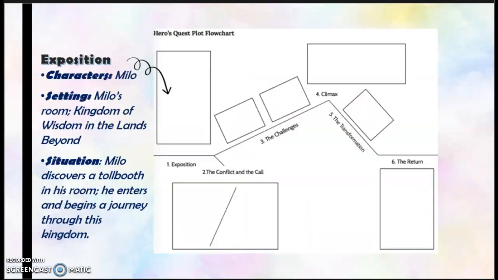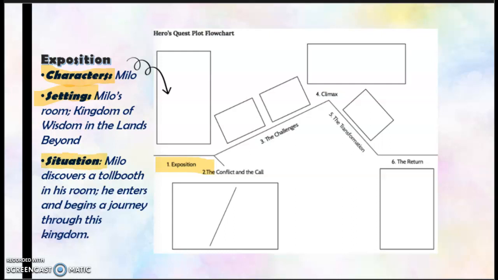Just like the traditional plot flowchart, the hero's quest starts with an exposition. That happens right at the beginning, and it includes the characters, setting, and situation, just like in the traditional.